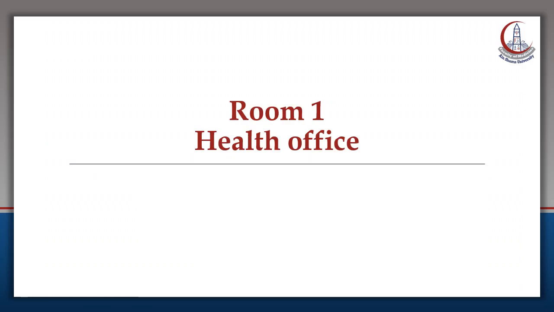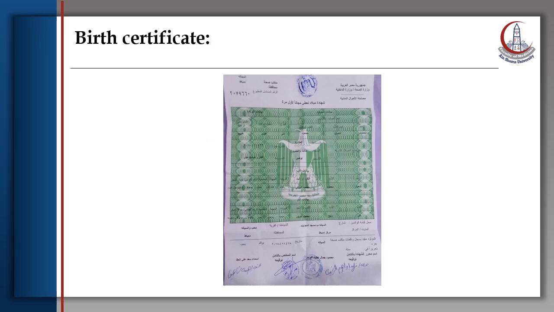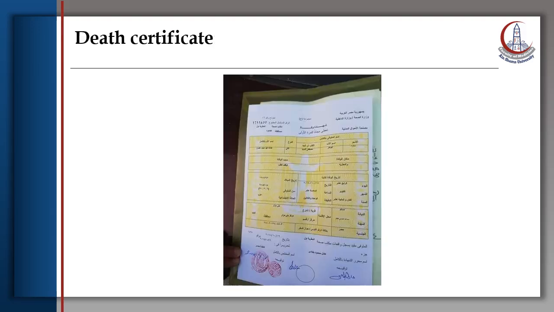Let's enter the first room. We are going to enter the health office room. The health office room where birth and death certificates are registered and released. This is a form of the birth certificate which is given for free the first time. This is the form of the death certificate.